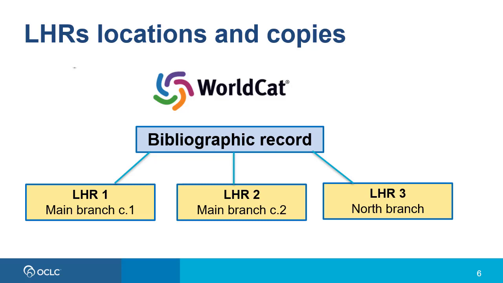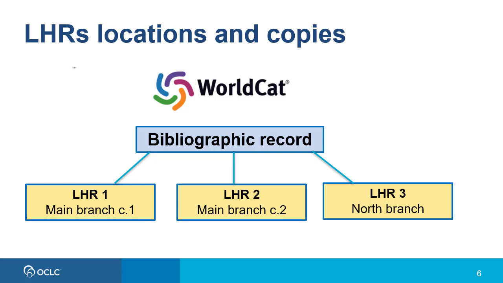Local holdings records are attached to a bibliographic record in WorldCat that meets the description for the item or items you hold. WMS libraries create an LHR for each copy, regardless of location. For example, 2 copies of a single part item, maybe a book, with the same shelving location or different shelving locations require 2 LHRs. 2 copies of a serial subscription for the same location or different locations requires 2 LHRs. You would also create an LHR for different parts of a multi-part item if the parts are shelved in different locations.